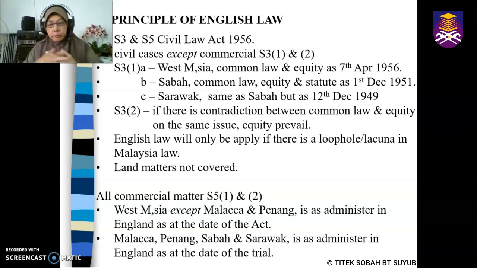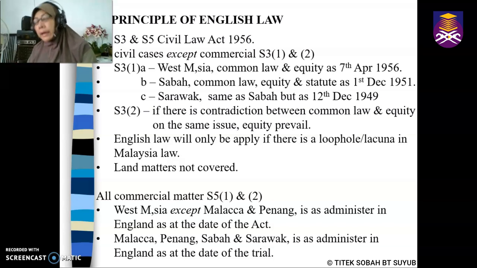So let's say there is a contradiction between the common law and the law of equity. The common law means the law which is based on statute there in England, and equity is the law which is based on what is actually fair and just, by looking at the circumstances of the case, with the judge using their discretion in giving the decision. So if there is a contradiction between these two judgments, then under that situation, we will give priority to the equity decision.